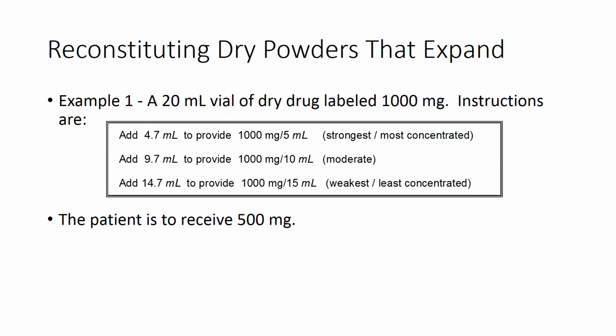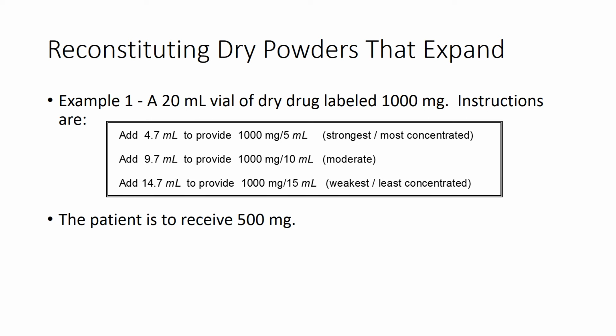So for example, if you have a 20 milliliter vial of a dry drug and a label that has 1,000 milligrams, and you have the following instructions. You can add 4.7 mL to provide 1,000 milligrams per 5 mL. You add 9.7 to provide 1,000 milligrams per 10 mL, or you add 14.7 milliliters to provide 1,000 milligrams per 15 mL. So obviously the strongest, a middle, and the weakest.